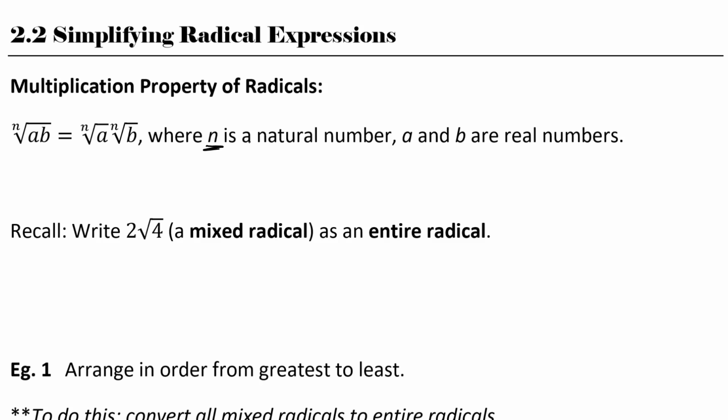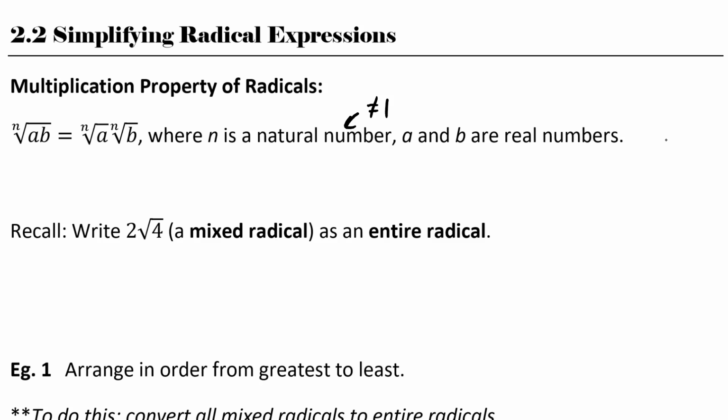A natural number is anything that's 1, 2, 3, 4, 5, but we can't make it equal to 1 because there's no such thing as the first root. I guess that's itself. And a and b are real numbers. So they can be fractions, they can be decimals, they can be negative, or they can be positive.